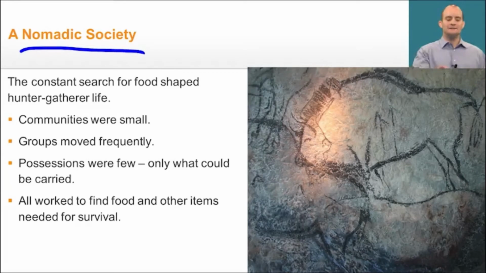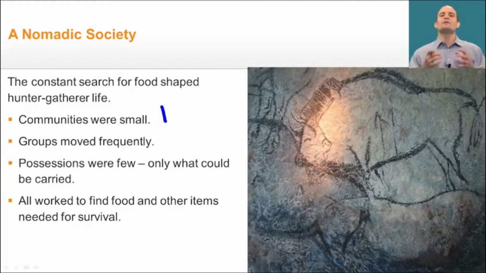Now, the constant search for food shaped hunter and gatherer life in a number of ways. 1, the communities were very small. Remember, they only have enough food as of what they can hunt or what they can gather. So the communities were small because there was not a lot of food to go around. 2, groups moved frequently.